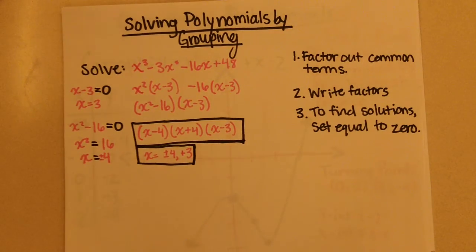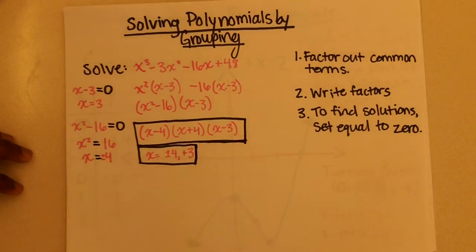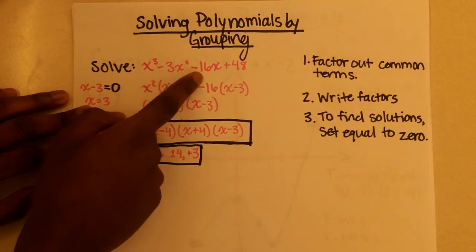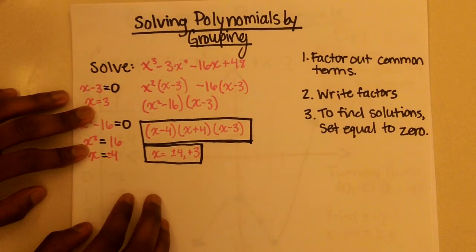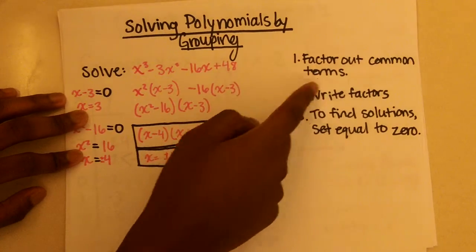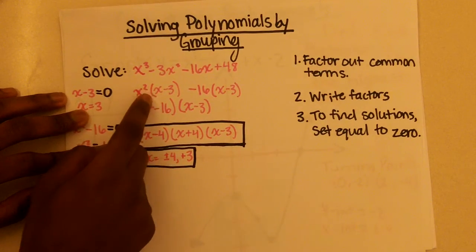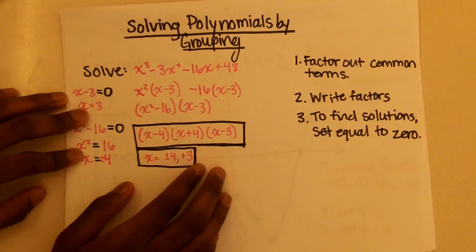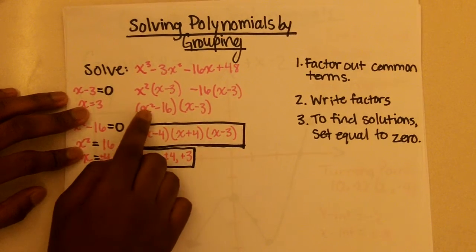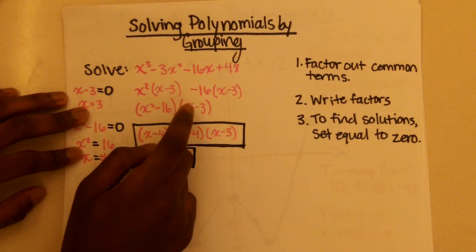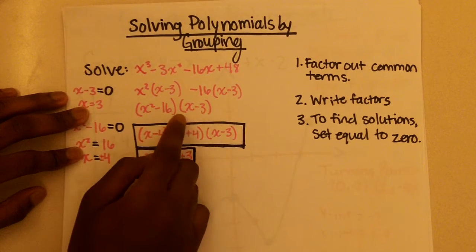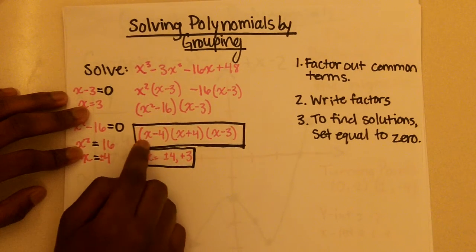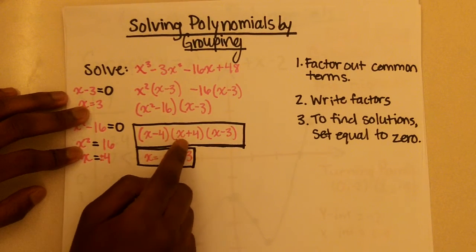Alright, so our next section is solving polynomials by grouping. In this example, we have x cubed minus 3x squared minus 16x plus 48. The first step is to factor out common terms. So you get x squared, parentheses, x minus 3, negative 16, parentheses, x minus 3. Then after you factor that out, you get x squared minus 16, and then parentheses, x minus 3. So you have to find another common term, and then you get x minus 4, x plus 4, and x minus 3.